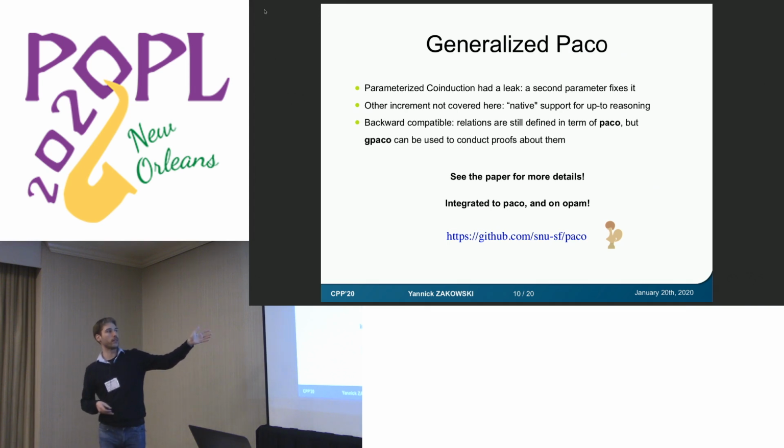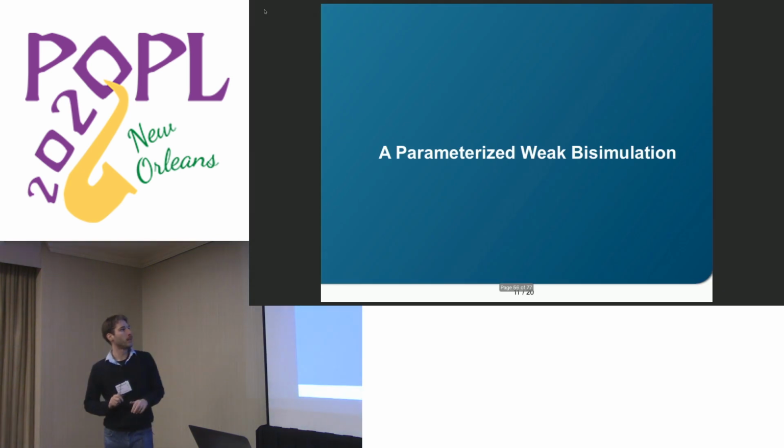If you're interested in the details, they're in the paper, but maybe more importantly, it's already on OPAM in the Paco release. So now we will switch to the second aspect, which is more specifically when I work with weak bisimulation, how can I have nice reasoning principle about them?